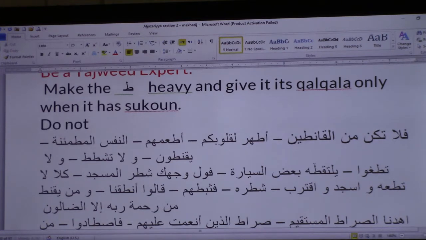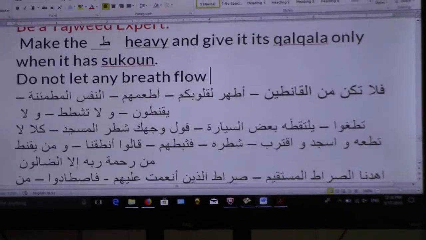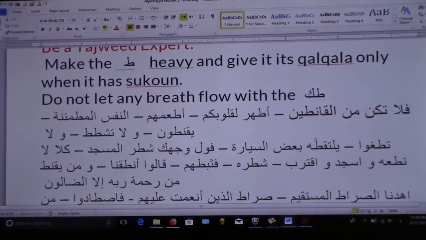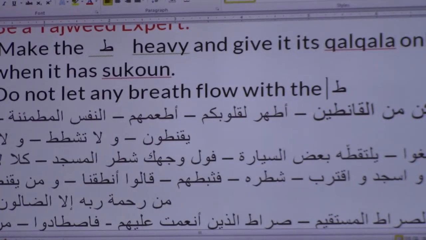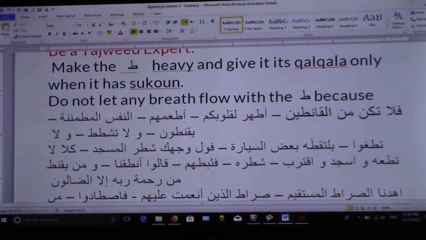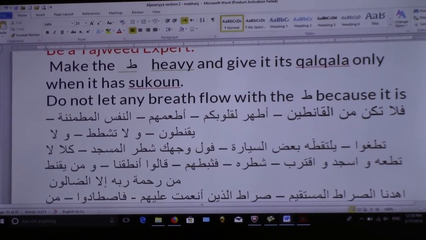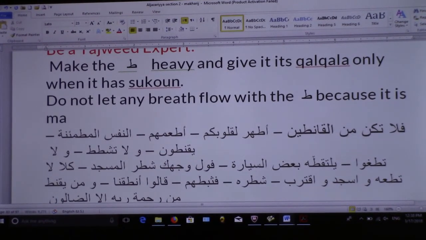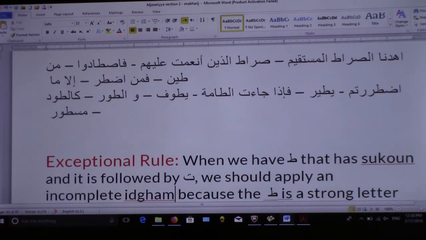Do not let any breath flow with the ta. Why? Because it is majhur, which means voiced. Tamam? Yeah, let's read the examples and we're done with the ta.